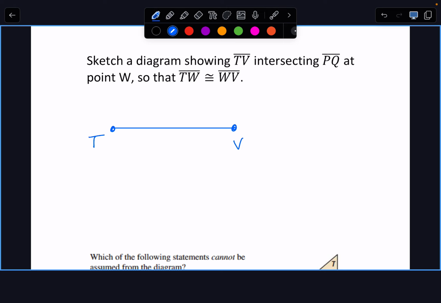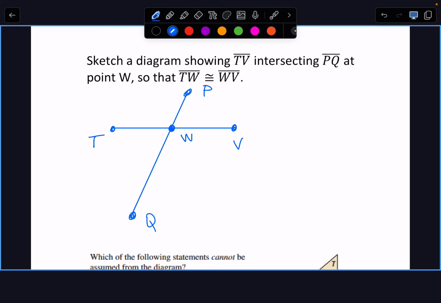But how do we need to draw it? So that it intersects at point W. What else? Point W has to be at the very middle of line segment TV. So we could say that W is the midpoint, and PQ is the segment bisector. So here is PQ. Now, here's the important part.